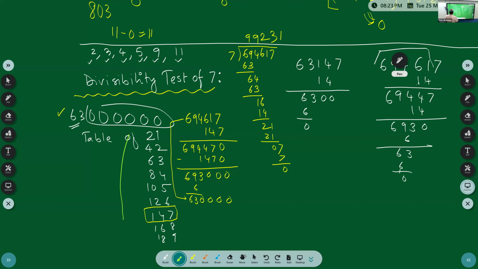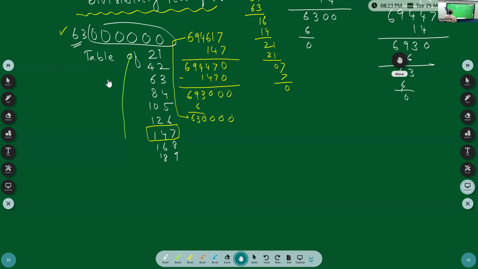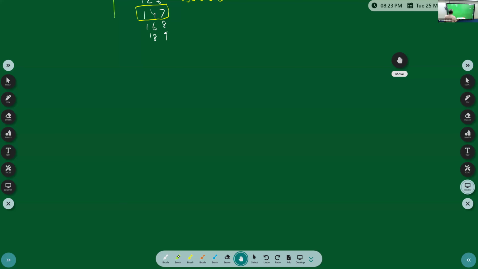This is subtraction. Take 6, 9, 4, 6, 1, 7. Now instead of multiplying by 2 and subtracting, let us multiply the last digit by 5 and add. 7 times 5 is 35, and I added 35 to the given number. Instead of making it small, we are making it big now.